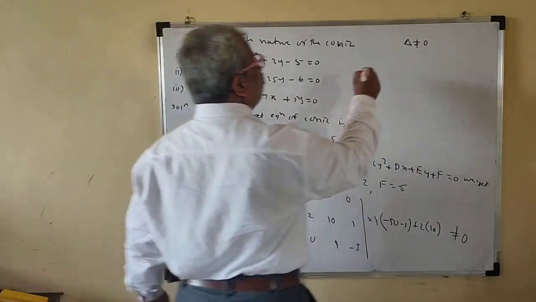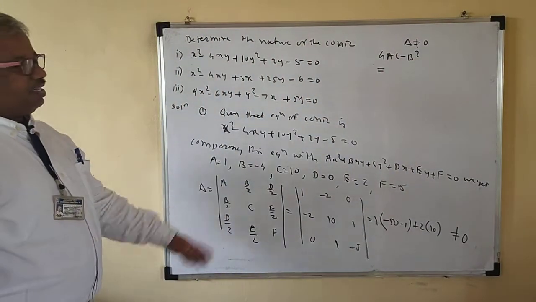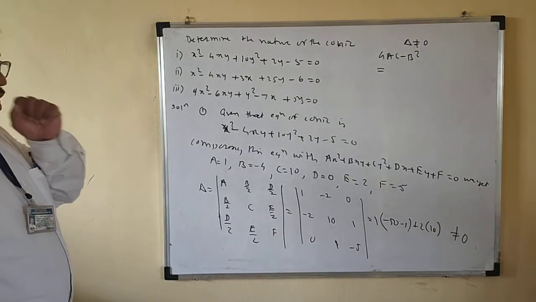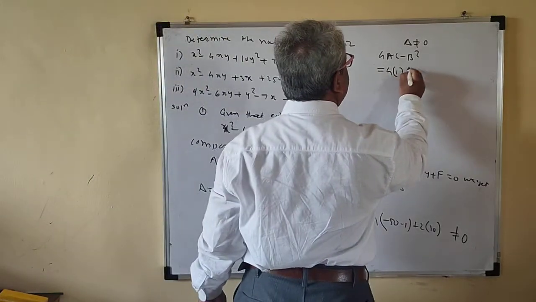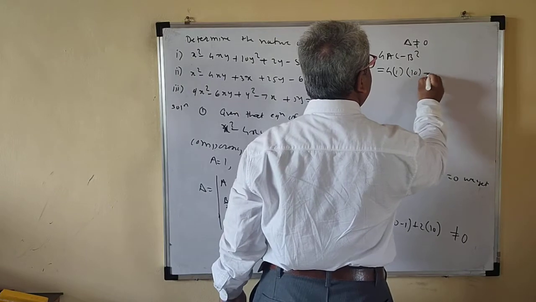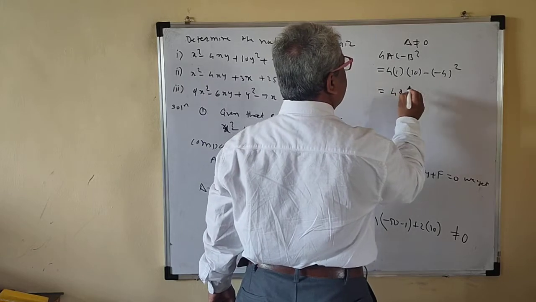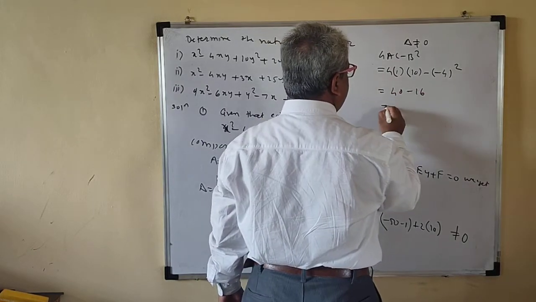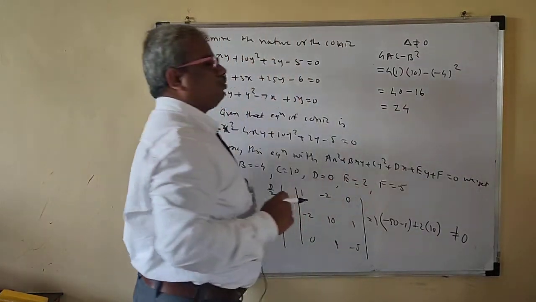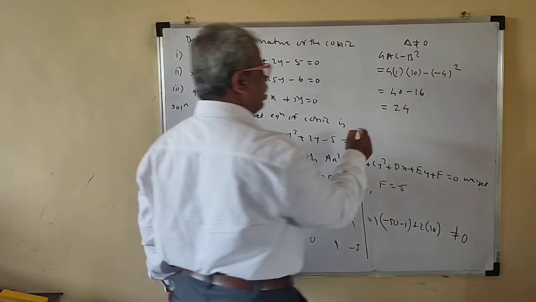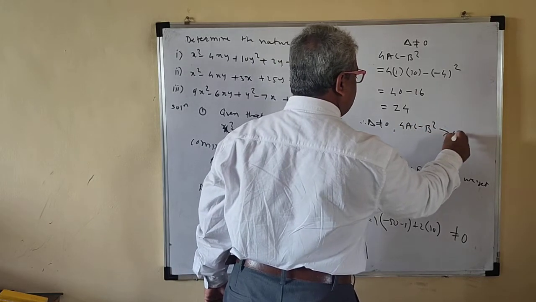Then we have to find 4ac minus b square. If it is positive, then it is ellipse. If it is negative, this is hyperbola. So 4 times a, which is 1, times c, which is 10, minus b square, where b is minus 4 squared. So this is 40 minus 16, which is 24. So therefore delta not equal to 0 and 4ac minus b square is greater than 0.